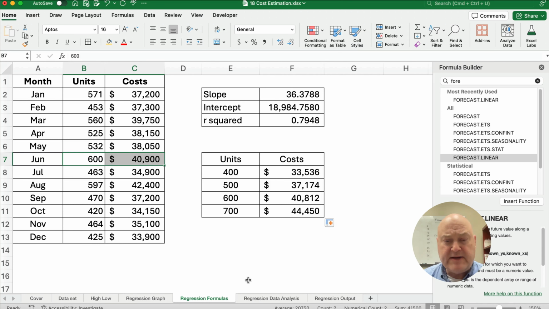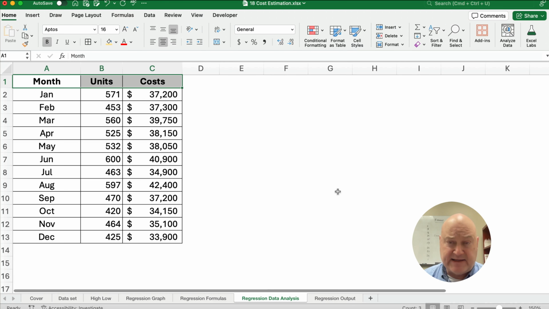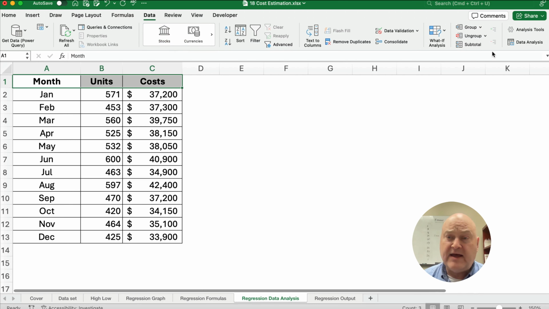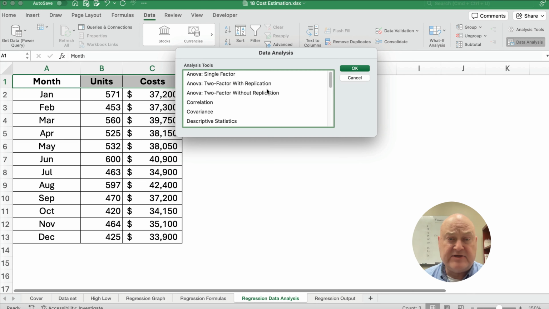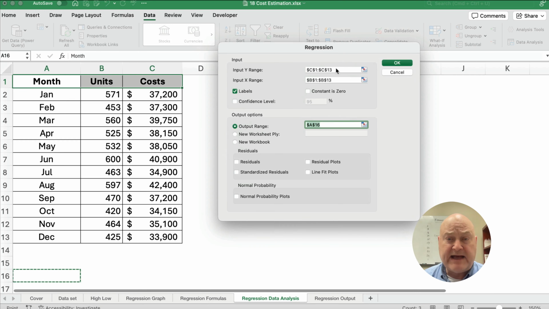All right, we got one more way to do this, and this is regression using data analysis. Now, on the data ribbon, you have to turn this on, and if you're on Windows or Mac, what you want to do is a quick Google search: add data analysis to Excel. So if you click data analysis, you have all these things you can do, and right in the middle is regression. So I'm going to hit OK, and it pulls up a dialog box.